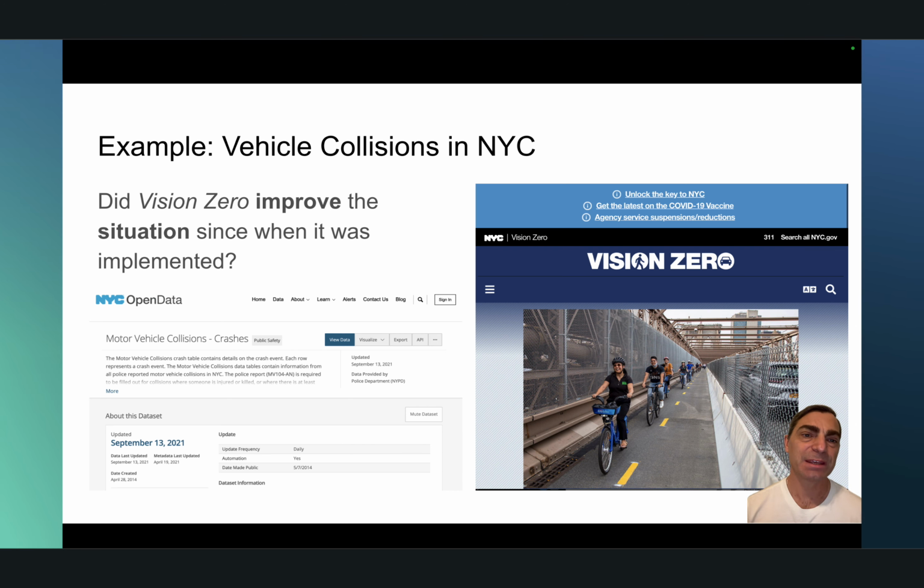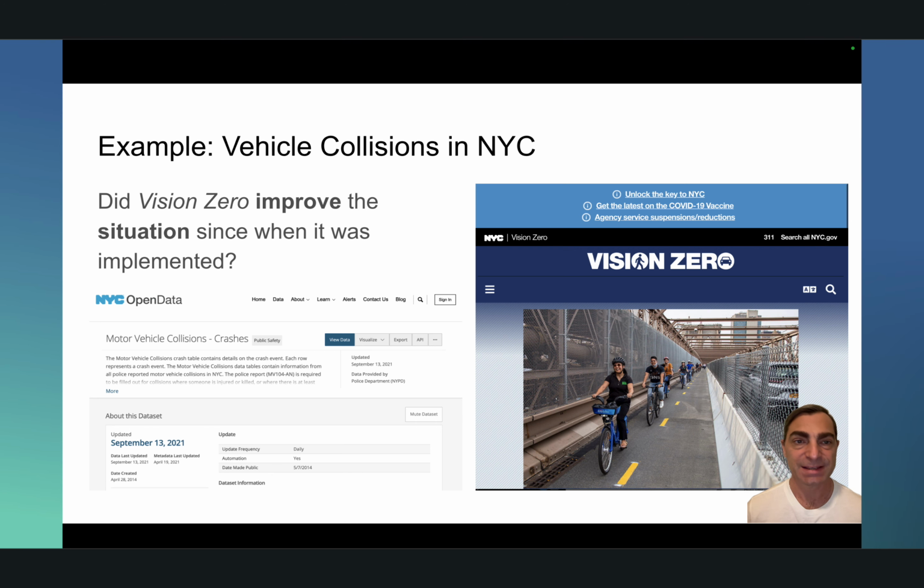So now let me give you another example. Here we use the vehicle collisions in New York City. And I will use this example to give you a sense of how we can use questions in practice when we are designing and analyzing data visualizations.